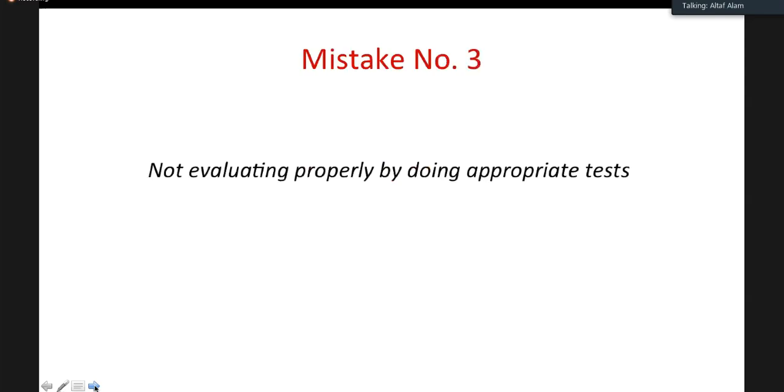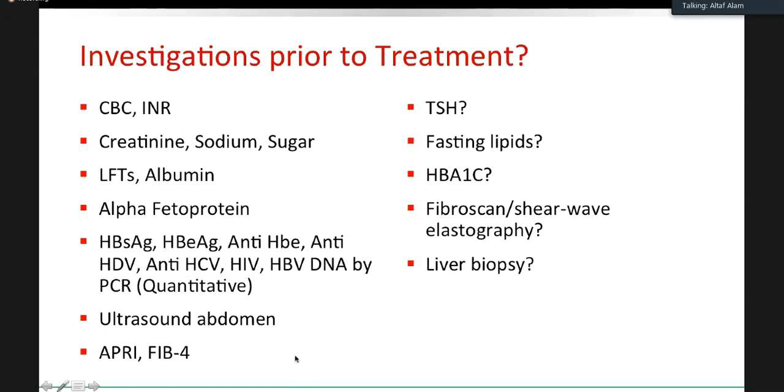Coming to mistake number 3, not evaluating patients properly by doing appropriate tests. What are the minimum tests that you need for a treatment of a patient with hepatitis B? CBC, INR, creatinine, sodium, sugar, LFTs, albumin, alpha-fetoprotein in select groups where a patient has cirrhosis, HBsAg, E antigen, anti-HBe, anti-HDV, anti-HCV, HIV, and quantitative HBV DNA. Ultrasound abdomen, in my opinion, should be done in all patients, and it's cheap, readily available, and there is no problem. And I wouldn't think that it will add to the cost.